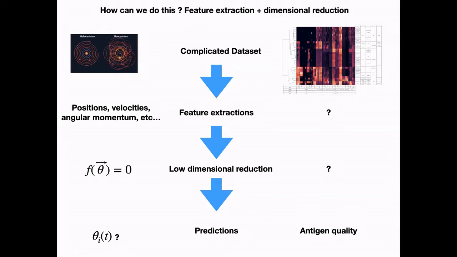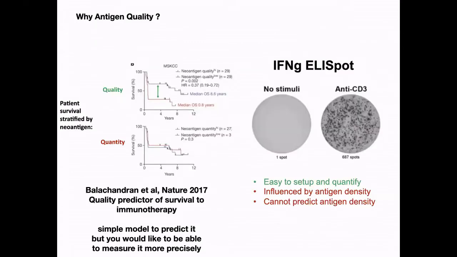Why first antigen quality? The reason we focus on antigen quality is that it's known that different antigens are going to activate an immune response more or less strongly. For instance, in immunotherapy, we know that the presence of strong antigens is a very good predictor of the performance of immunotherapy. If an antigen is of good quality, you can induce a stronger immune response, and that will lead to better treatment. So that's why it's very important to know this antigen quality.